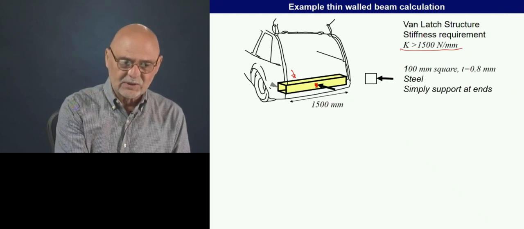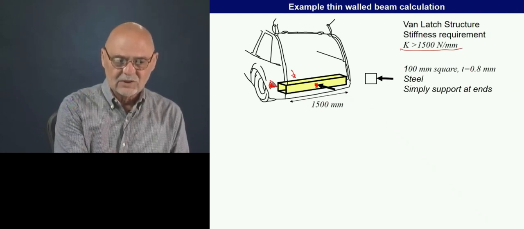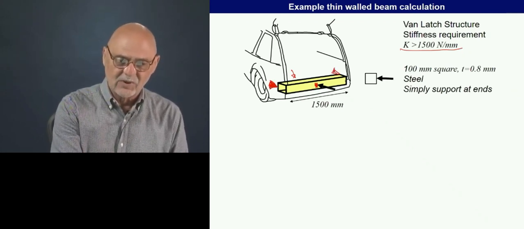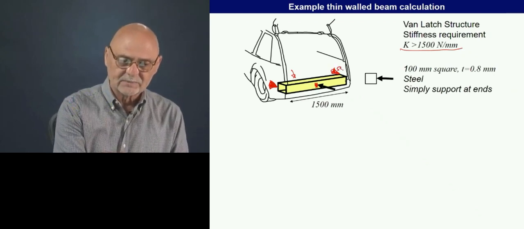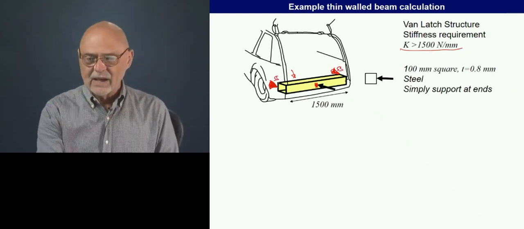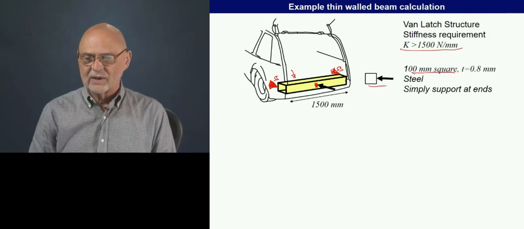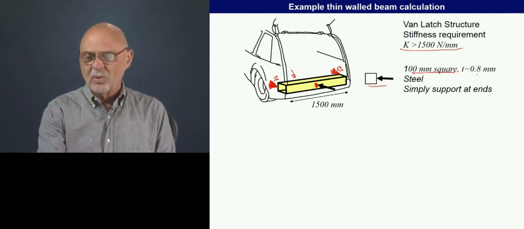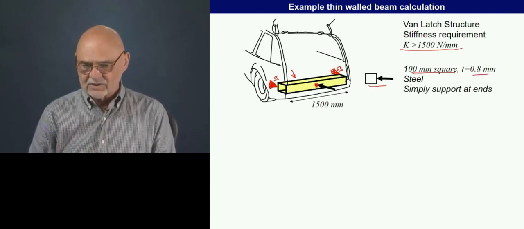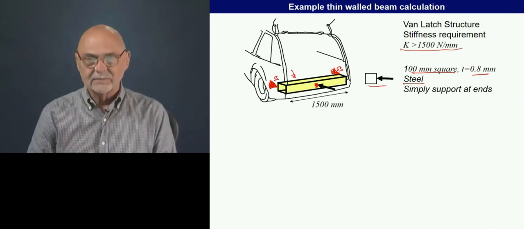And we're going to treat this as a simply supported beam. So we have some joint at either end, not a very good joint. So these are simply supported. And we have a section here, 100 millimeter square, with a thickness of 0.8. So we have a thin-walled section of steel.